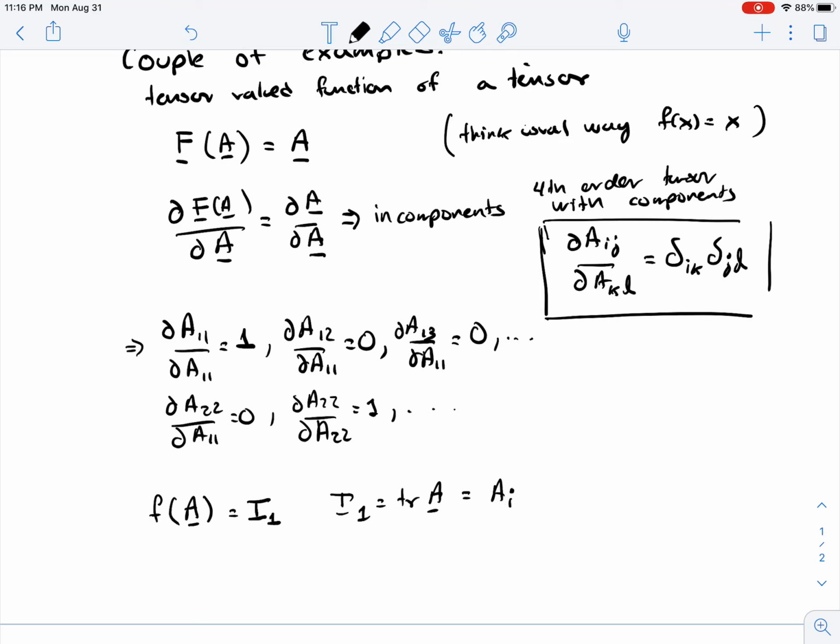Remember that I1 means the trace of A, which in index notation is the sum of the diagonal components once you have a basis. So this is in components. Now my function of the tensor A is the trace of A, and I want the derivative of this function with respect to A. That just means the partial derivative of I1 with respect to A_jk.